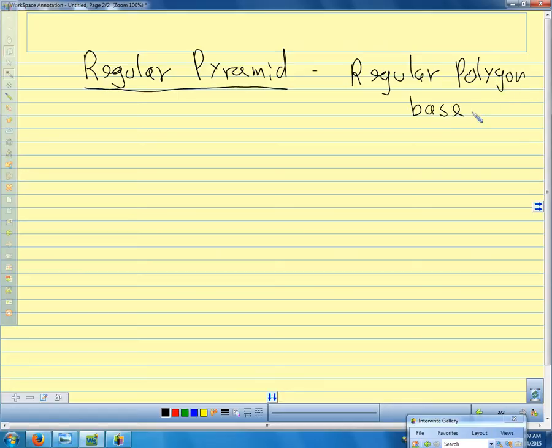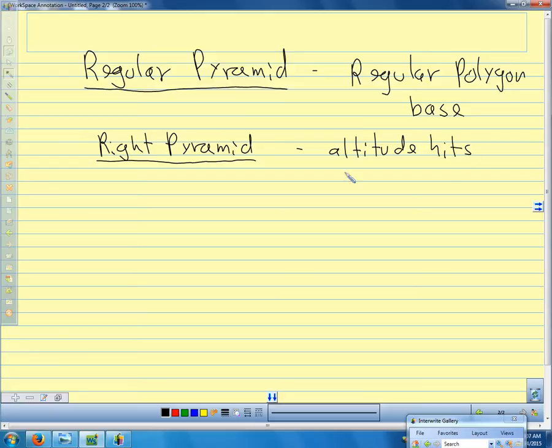So we would have a square, a regular hexagon, an equilateral triangle. Regular pyramids means that all the base edges are the same length. If we have a right pyramid, that means the altitude goes to the middle of the base. I'm going to say altitude hits the middle of the base.